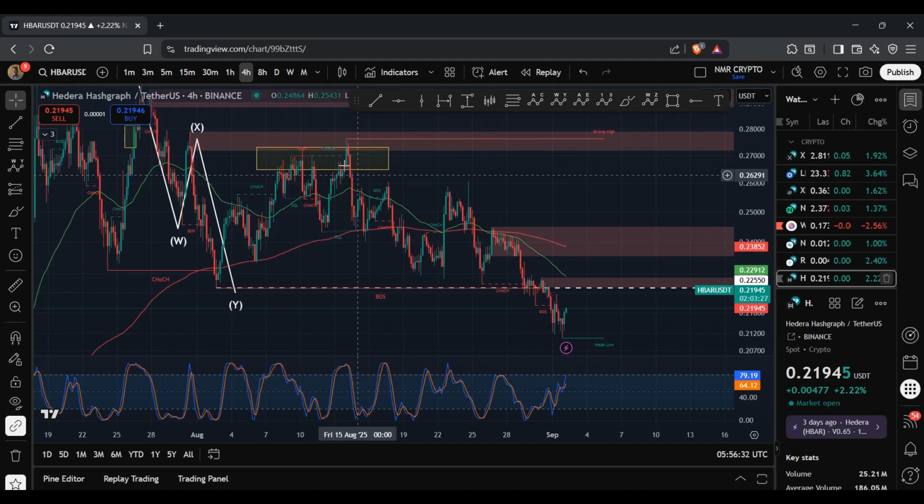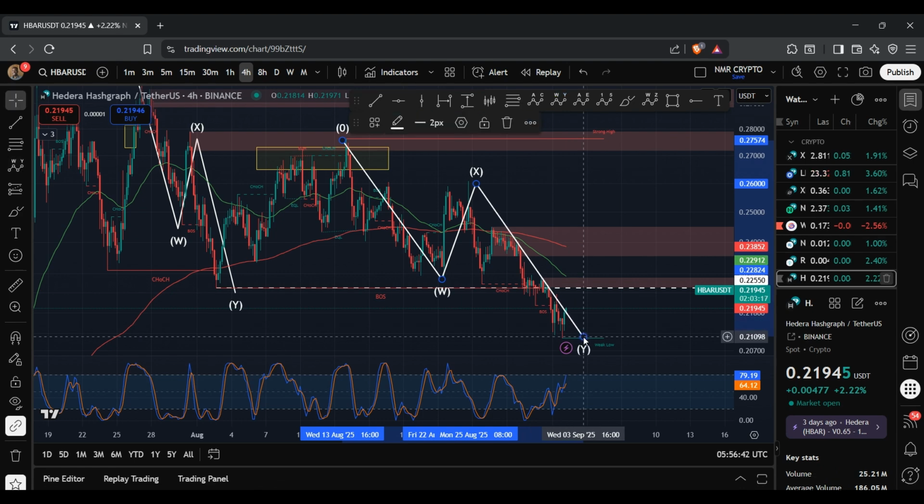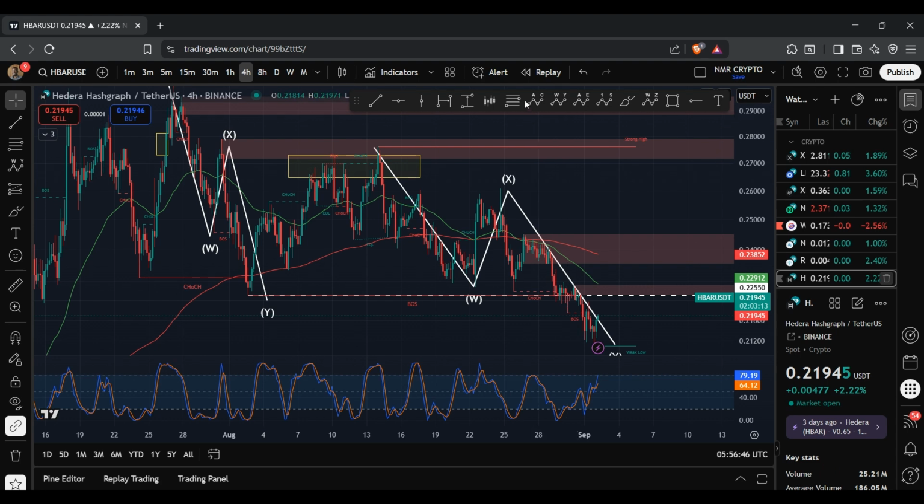And if I zoom in, it looks like this Y wave is also made up of an internal WXY structure. So if I draw this out, this move here would be the W wave, this would be the X wave, and this would be the Y wave. And so what I'll do is check to see if this Y wave has met the typical range.